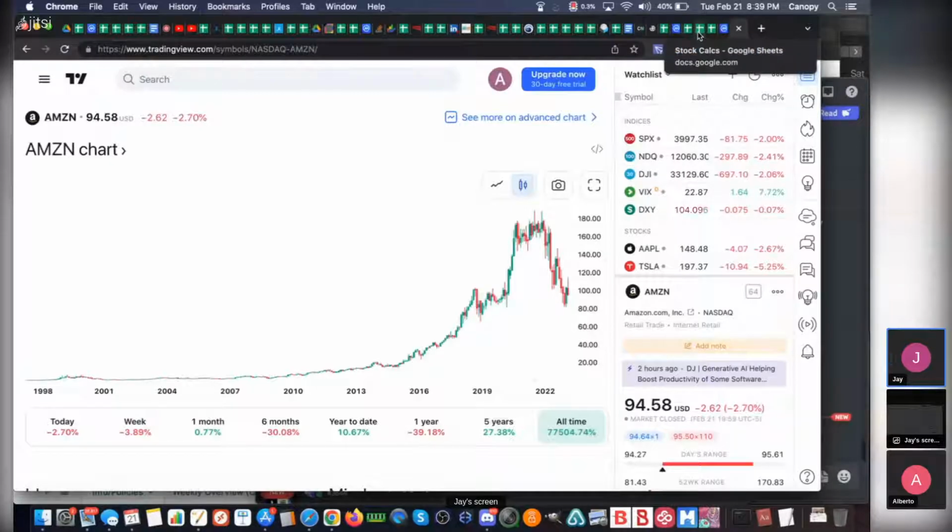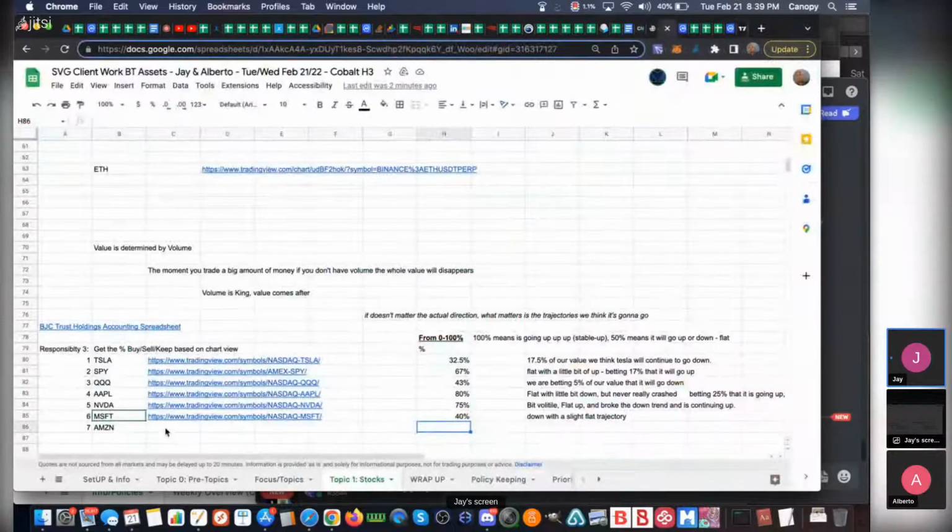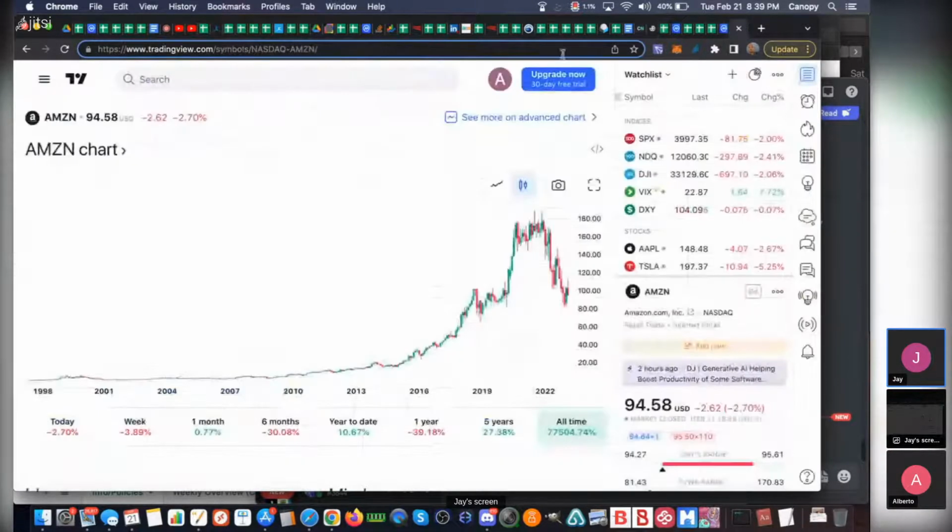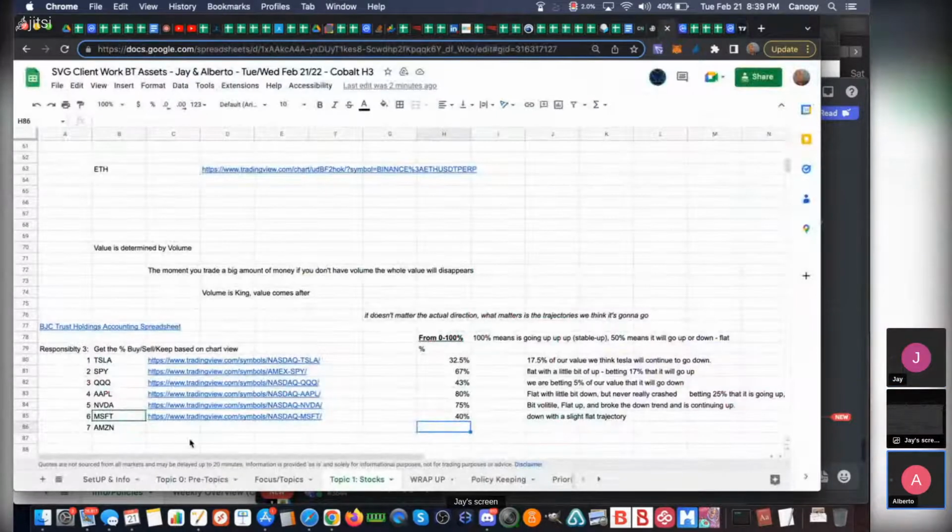So anyways, I don't think it needs to be a 0%. I think I would put it at like 20, 25, 30, whatever. 30. Because I think it's near the bottom. Yeah, I'd say 30. Okay. Cool. So we are done.